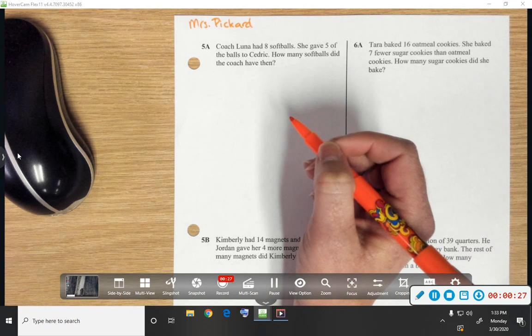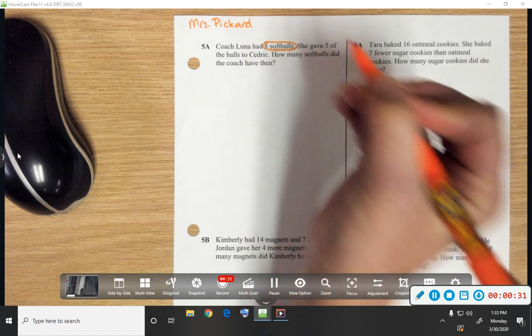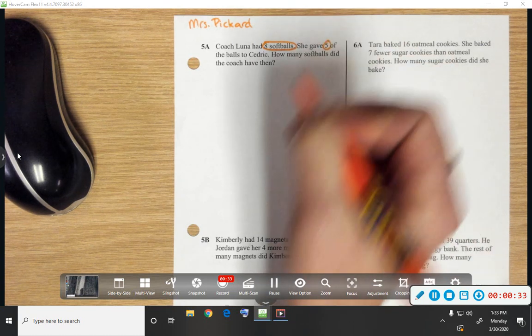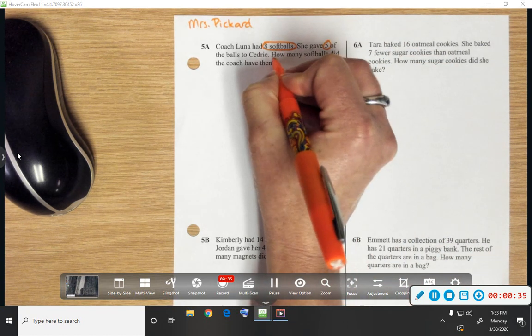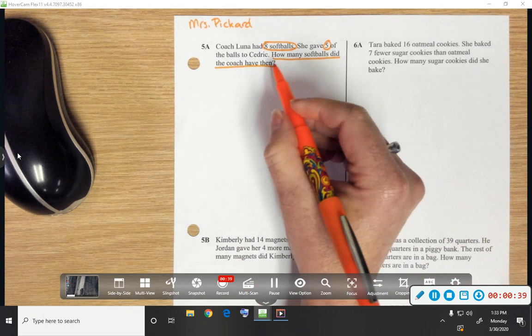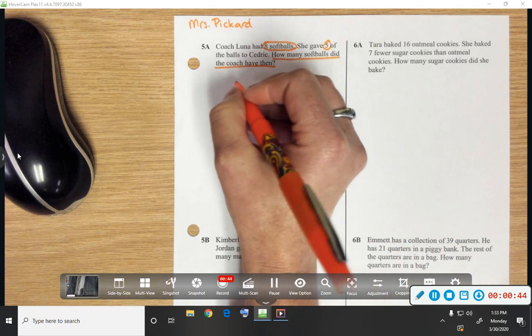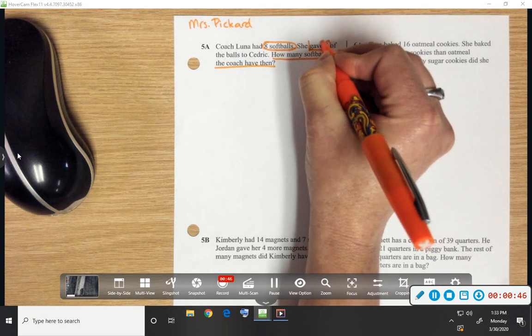Okay, so then the second time I'm going to read it, I'm going to circle my information. So Coach Luna had 8 softballs. She gave 5 of the balls to Cedric. How many softballs did the coach have then? I'm going to underline my question sentence, so the sentence that has the question mark at the end. Okay? She gave. Gave is a key word there.